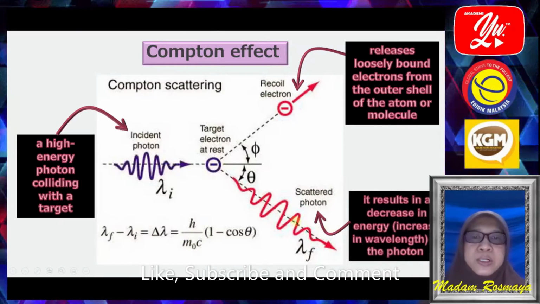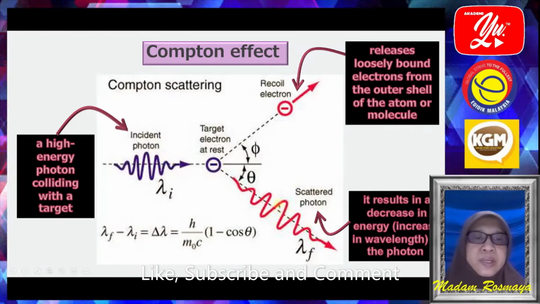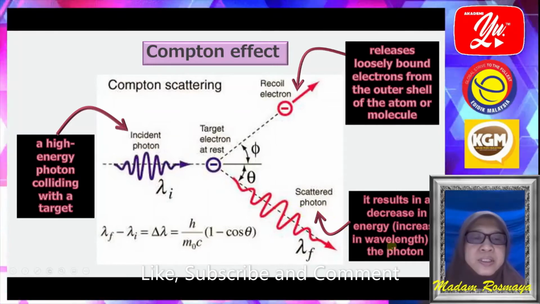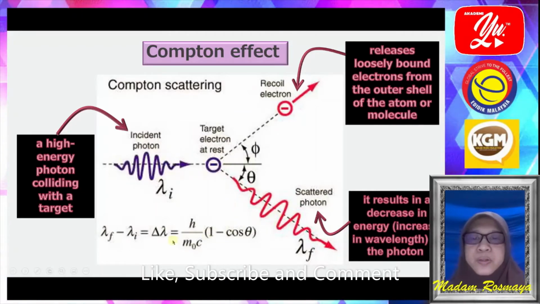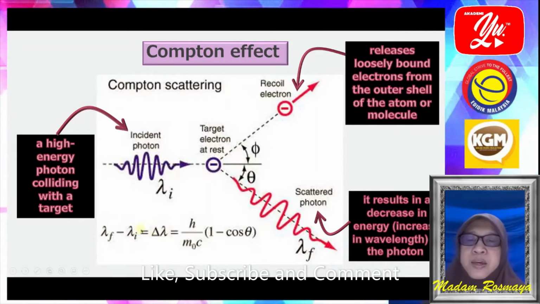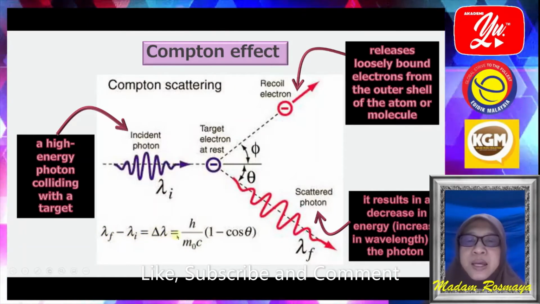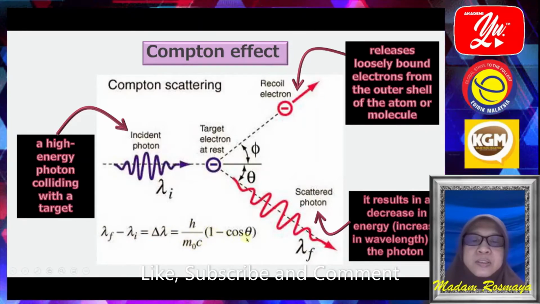And the Compton effect results in a decrease in the energy of the photon. Okay, that means an increase in wavelength. Decrease in energy or increase in wavelength. For the formula given, we are not going to discuss the derivation of the Compton effect formula here. So this is the formula: final wavelength minus initial wavelength. This is the change in wavelength equals h over m naught c, bracket 1 minus cos theta.